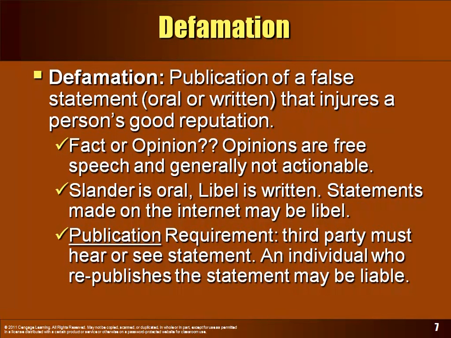Publication. From your reading of the chapter, what was required to have publication? Or you could just read the slide where it says publication. What do you need? Third party. Right, you need it communicated to a third party.